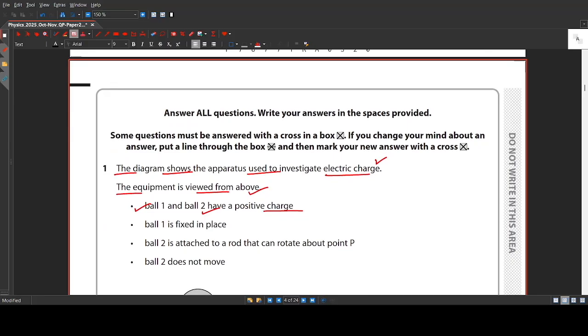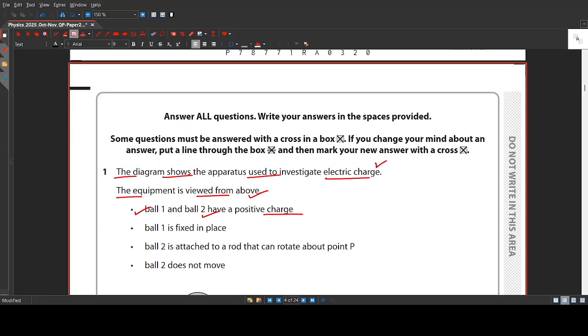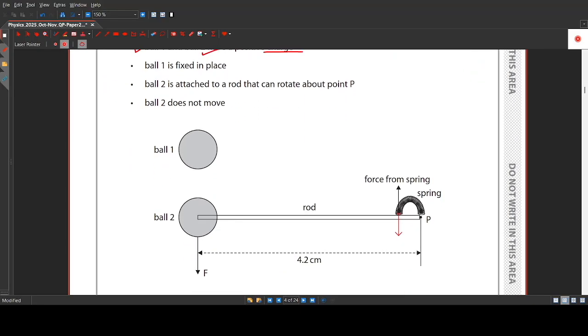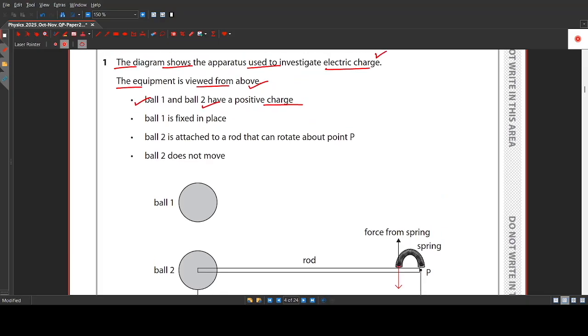Alright, the first question says that the diagram shows the apparatus used to investigate electric charge. The equipment is viewed from above. Let's have a look at the equipment. So this is mainly the equipment. As we can see, we have got two balls over here, ball 1 and ball 2. One of the balls is attached to a rod, and the rod is attached to a point P.